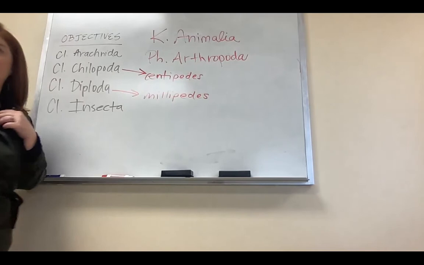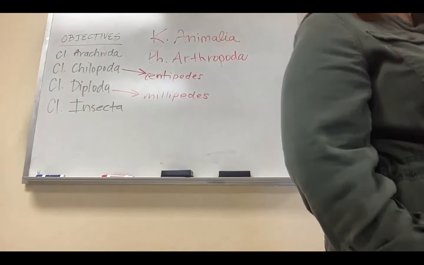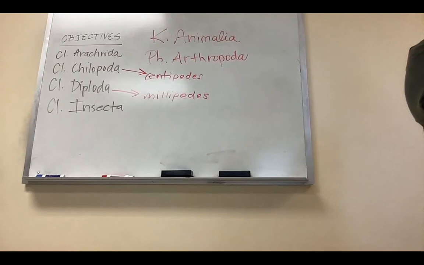So let's talk about centipedes first. Centipedes are the ones that can be really freaky and venomous. So a centipede is very flat. Now a guy in Hawaii found one that was like a foot long and he mounted it on his wall. I mean, this big, okay?